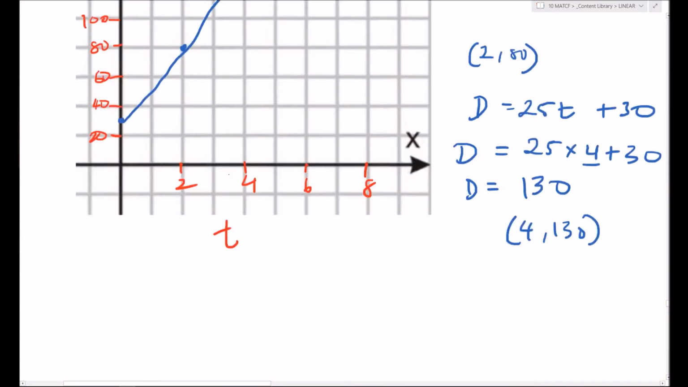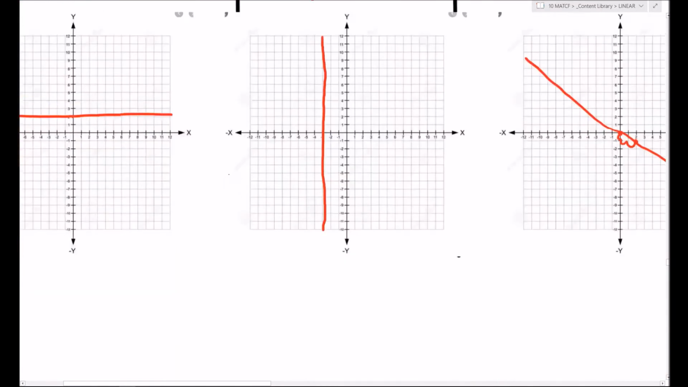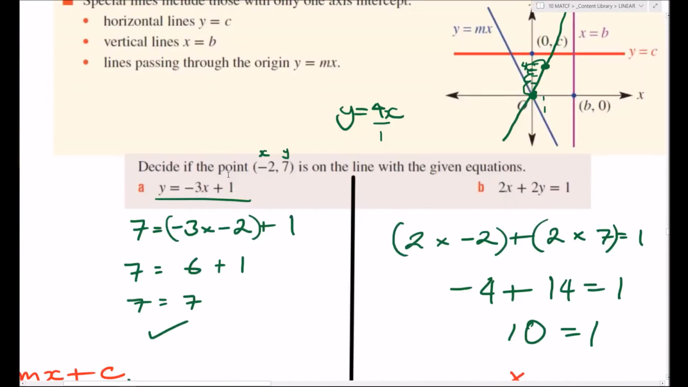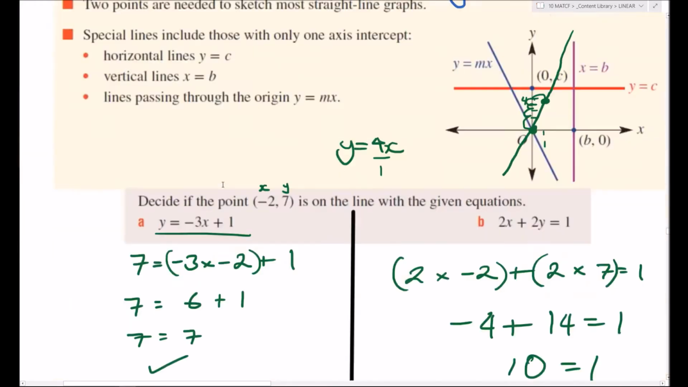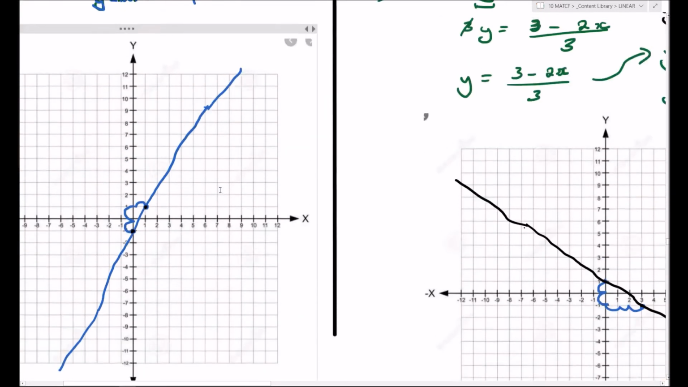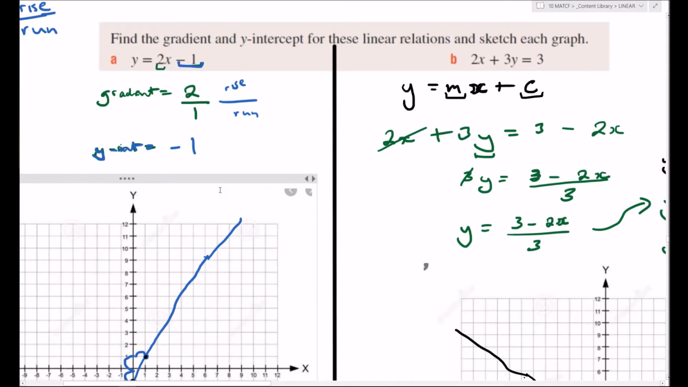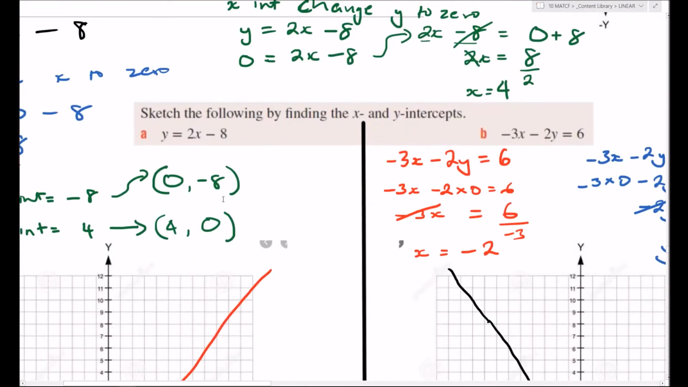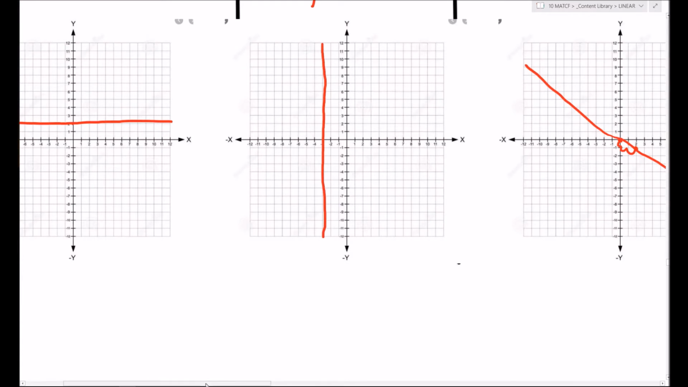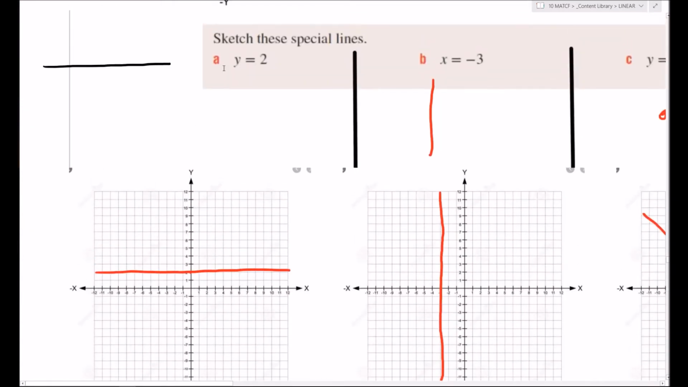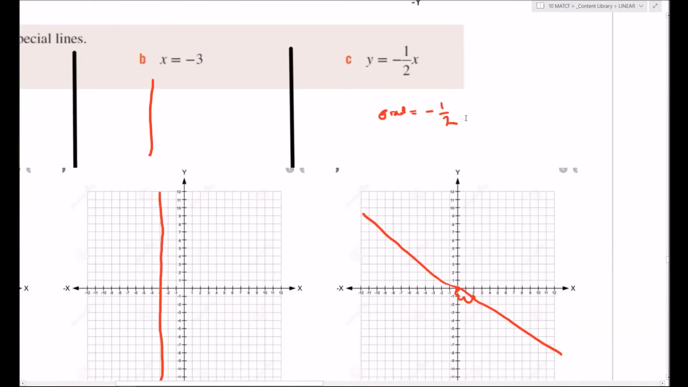Last lesson, just a quick recap, we learned about graphing linear equations. So if you've been given an equation, how do you graph that? Remember the two different ways of graphing your linear equations. You've got your gradient and y-intercept method, and the other method was your x and y-intercept method. Also, just remember the special lines when it comes to graphing equations. A y line looks like this, an x line looks like this. Your typical y equals mx plus c line will look something like this.